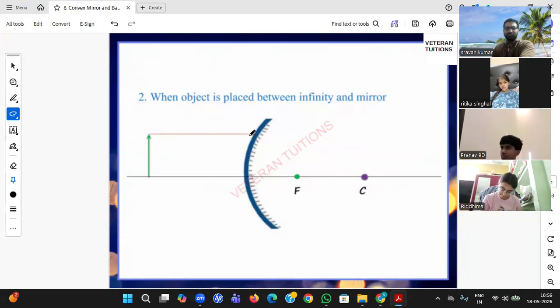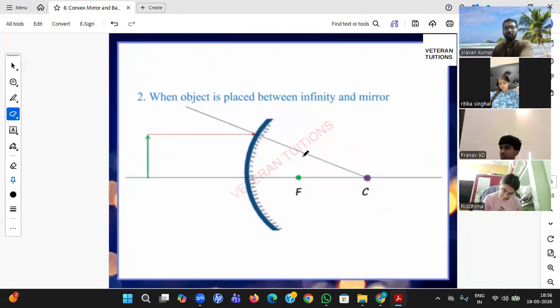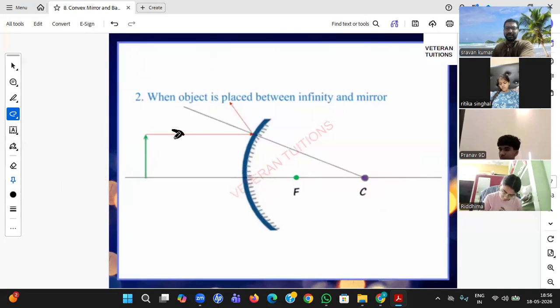After hitting it, what will happen? A normal should be drawn. After that, what will happen? The reflected ray should go like this. But as it is a parallel ray, what should happen? It should definitely pass through the focus, like this, student. So it's an extended ray.